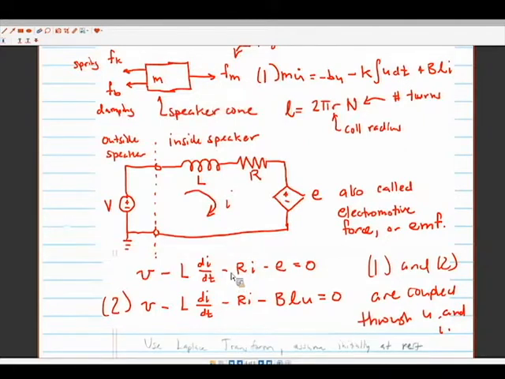In the electrical circuit, what we see most often is I, the current going through the loop, but we also see the voltage applied, which drives the entire system. We also see that the velocity of the cone influences the back EMF voltage here. So, any questions on that basic idea of a mechanical system coupled to an electrical system?